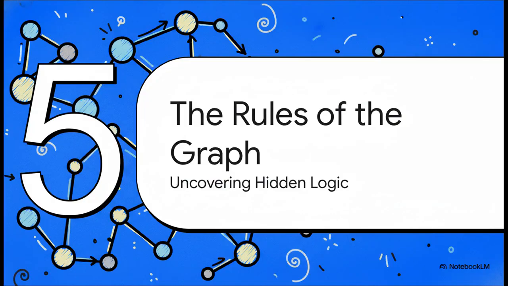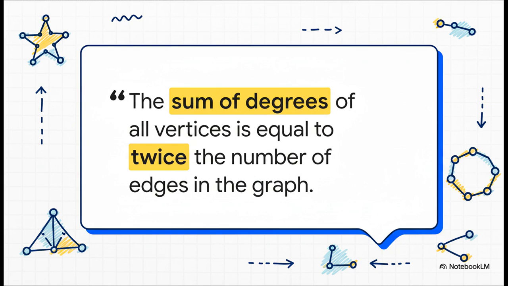Okay, for our final section, we're going to pull back the curtain and reveal a really beautiful piece of hidden logic. It turns out there's a fundamental mathematical rule that governs every single graph we've looked at, and it is shockingly simple. And here it is. It's called the handshaking theorem. What it says is, if you add up the degree of every single vertex in a graph, that total sum will always be exactly equal to 2 times the number of edges. I know, it sounds a little abstract, so let's prove it.